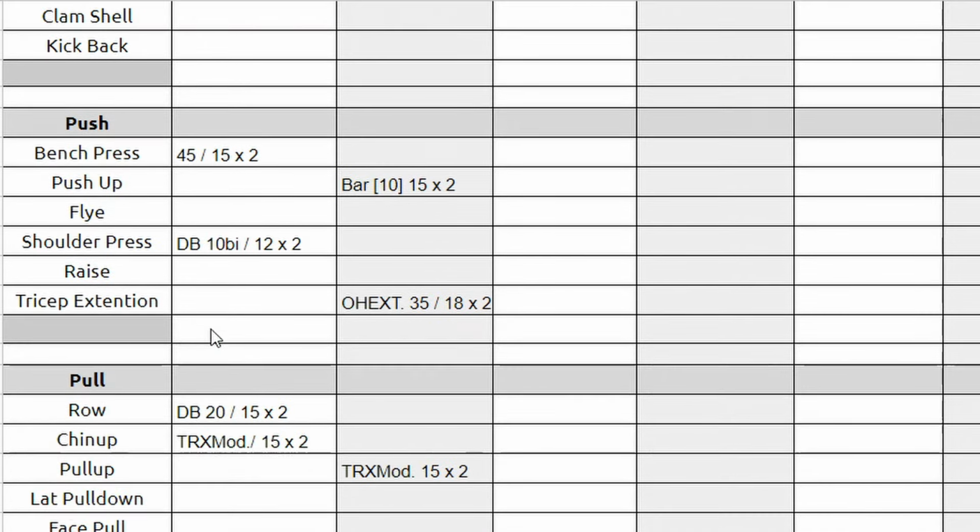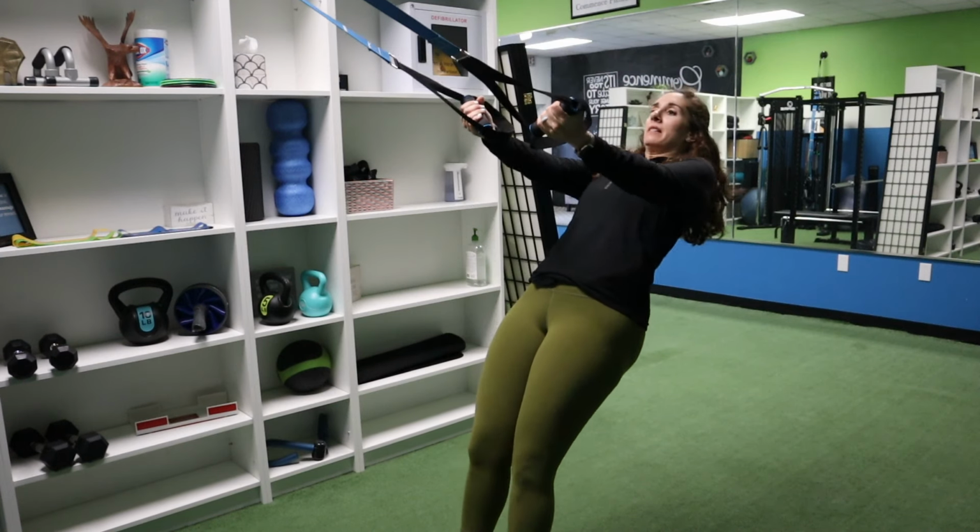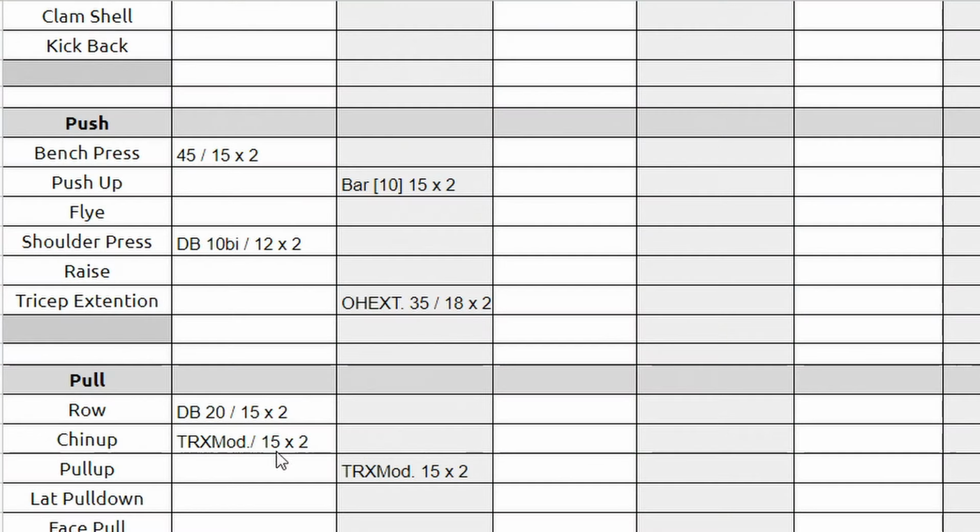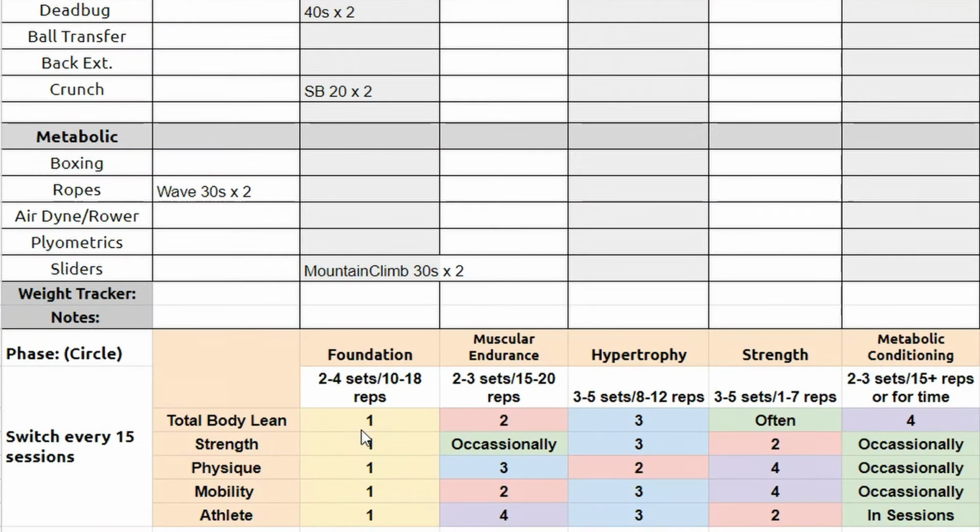And if we scroll down to the upper body section, we see the same pattern down here. We have bench press with a standard 45-pound barbell. We have overhead press with 2 10-pound dumbbells. We have dumbbell rows, and we have underhand modified TRX chin-ups for 15 reps and 2 sets. And all of those rep counts we just talked about do fit into phase 1 foundation.